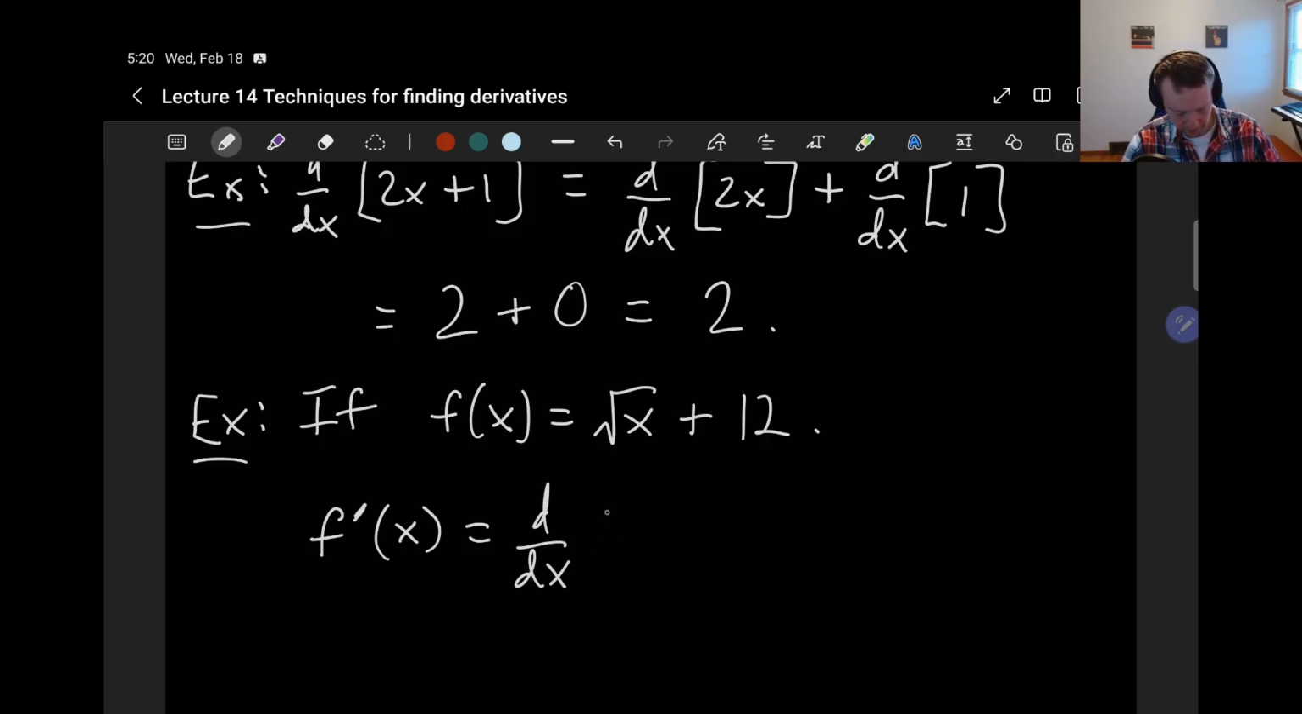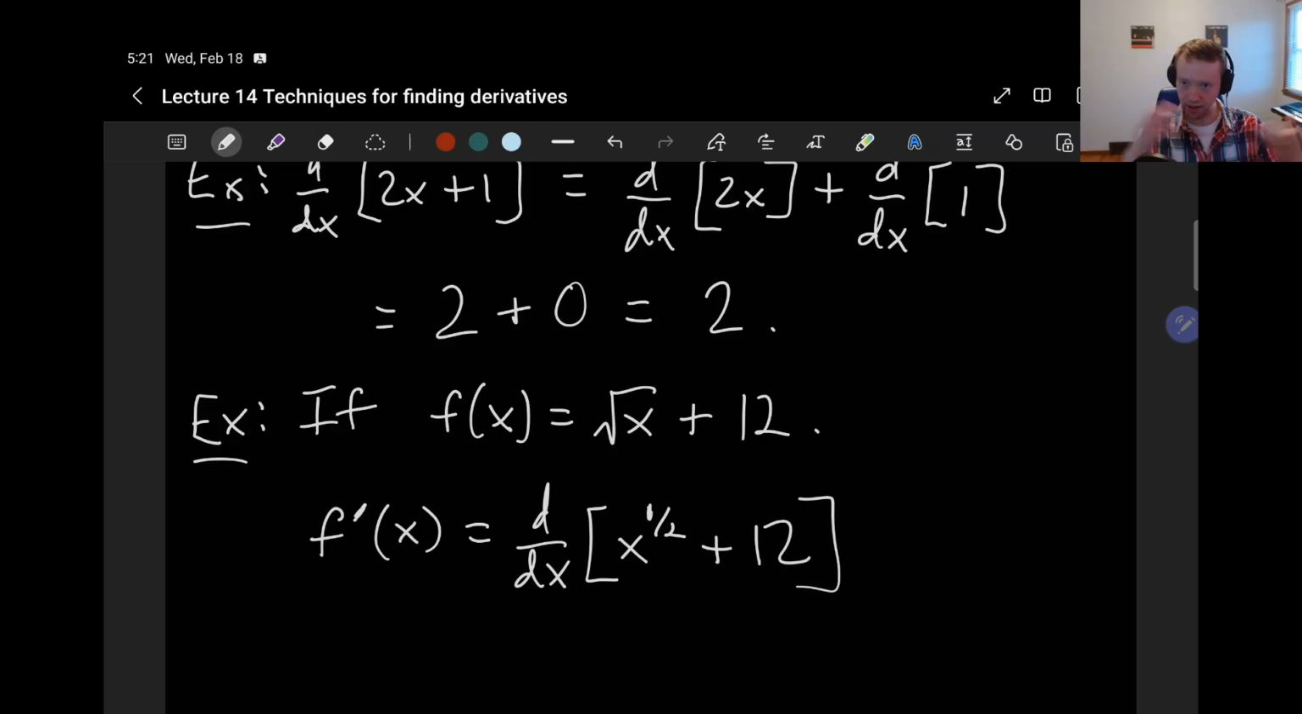Let's write it this way. The derivative of x to the 1/2, because x to the 1/2 is the square root of x. Same thing. I could write the 12 in there or write it as a sum of two separate derivatives. Same thing in the end. This 12 does essentially nothing when it comes to the derivative because it's unchanged. So its derivative is 0.